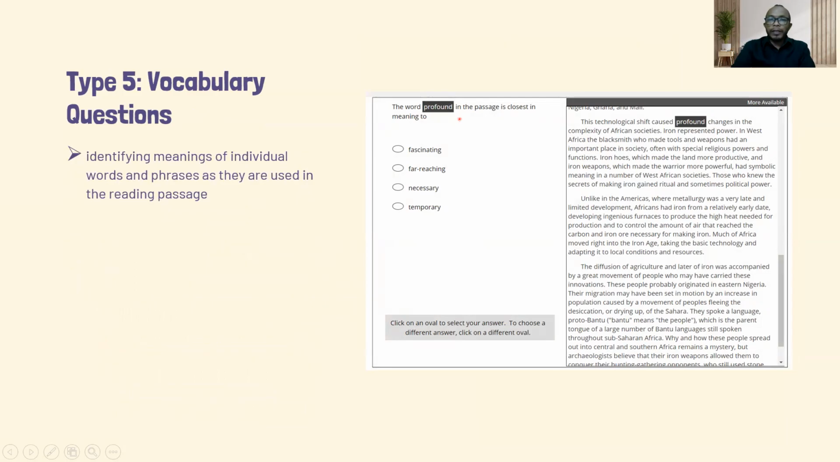This one is pretty clear and straightforward. So it will ask you about a specific item of vocabulary. All right. So here's an example.